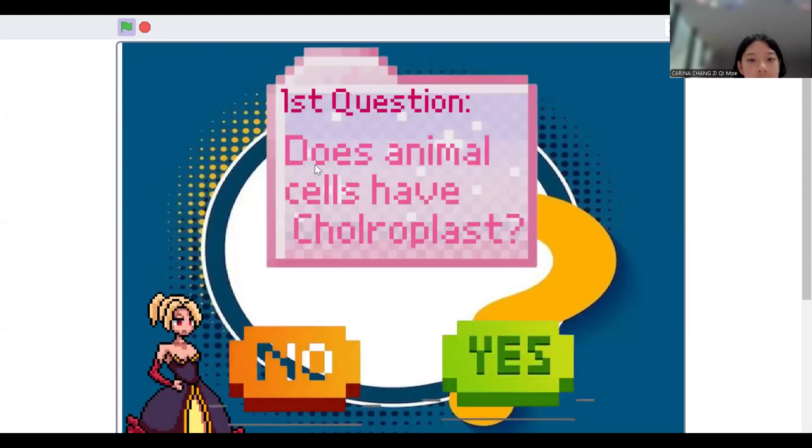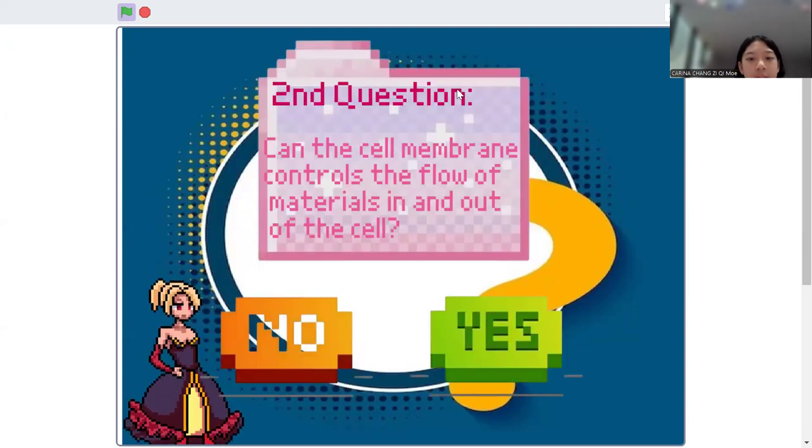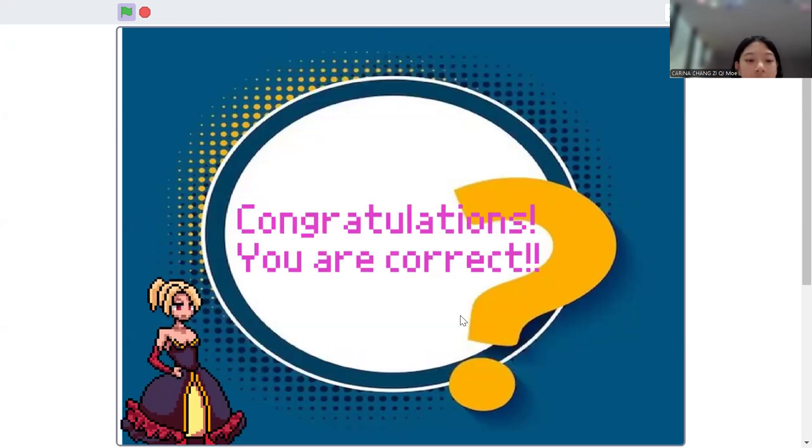Okay, the first question is, does animal cell have chloroplast? If you answer no, then you are correct. Okay, the second question, can the cell membrane control the flow of materials in and out of the cell? If you answer yes, then you are correct.